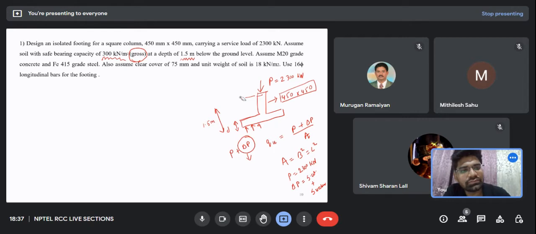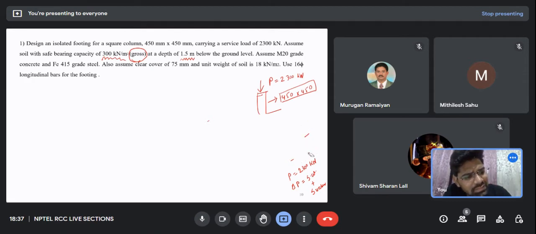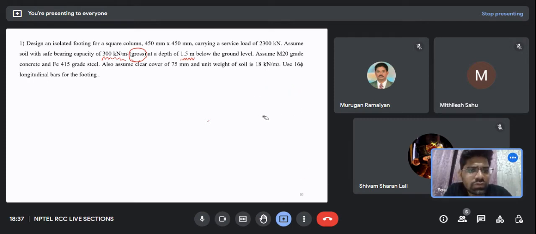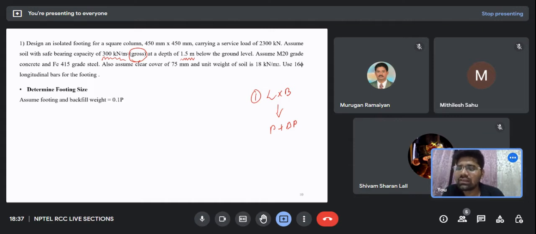Okay, so now I think we are ready to solve this question. What all you have here, you can just read it from the question again if you wish to. So let's start. Firstly, I will be starting my designing by evaluating L into B. For evaluating L into B, I need P plus delta P. I don't have delta P, so let's see what I will do. So determine footing size. I am assuming footing and backfill weight of 0.1 P. So I am assuming delta P to be equal to 0.1 P.